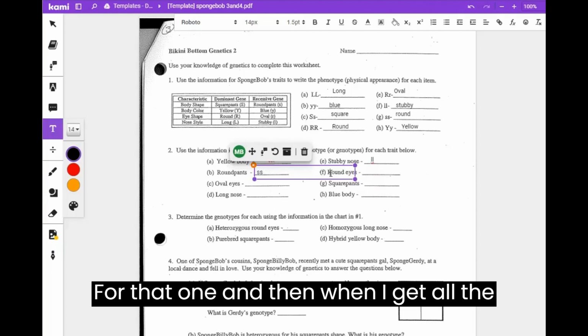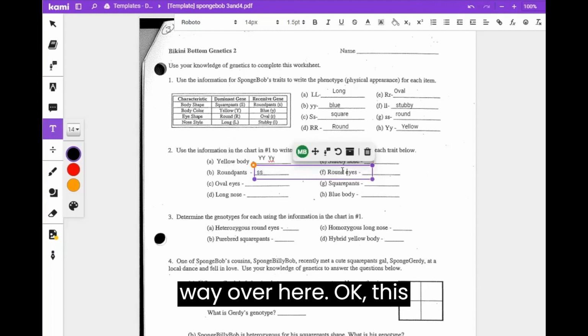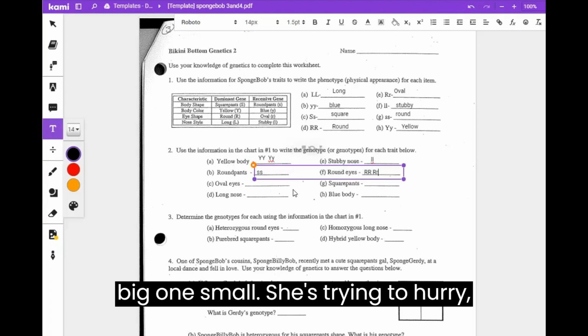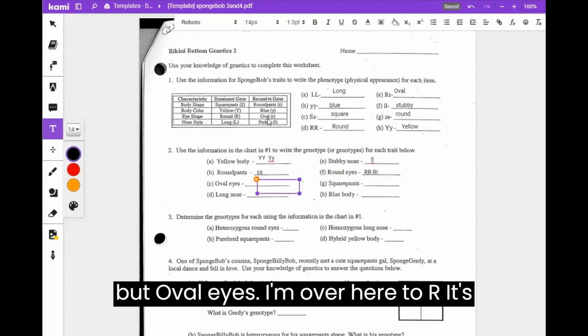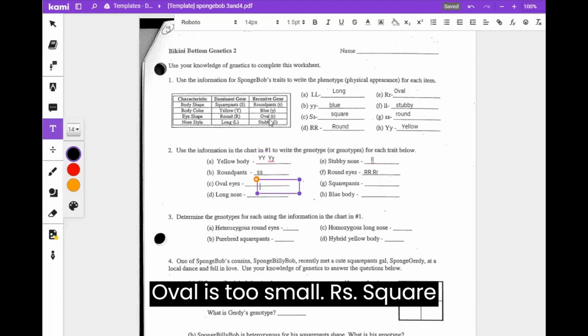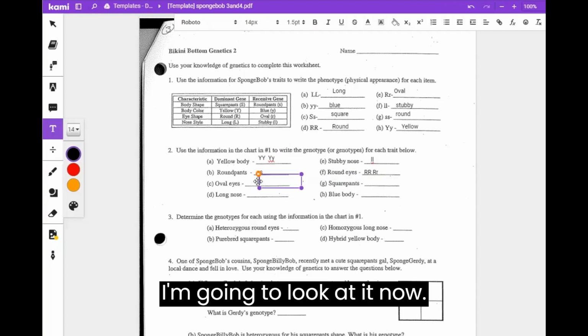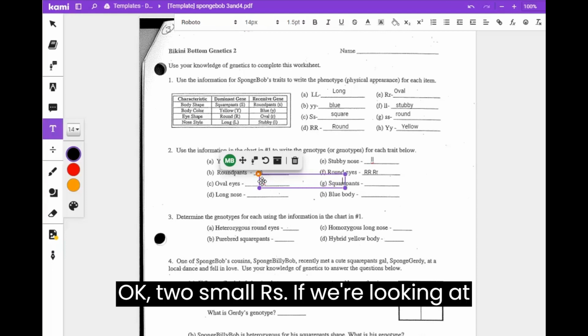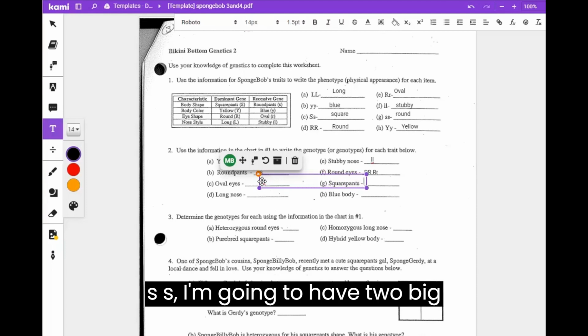When I get all the way over here, this is going to be my two big R's or my one big, one small. Oval eyes, I go over here to R. It's oval, it's two small R's. Square pants is going to be S's. I'm going to look at it ahead of time now. Two small R's, and if we're looking at S's, I'm going to have two big, or one big, one small.